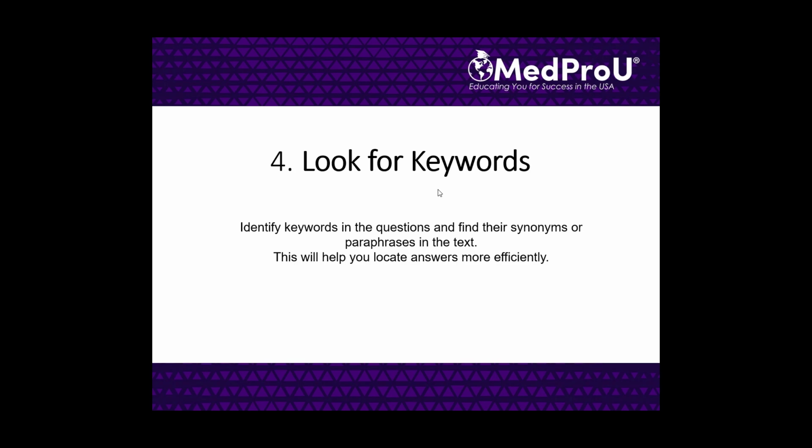Number four, you have to look for keywords. Identify the keywords in the questions and find their synonyms or paraphrases in the text. Sometimes the options are not exactly how it was written in the passage. You have to locate the answers more efficiently.